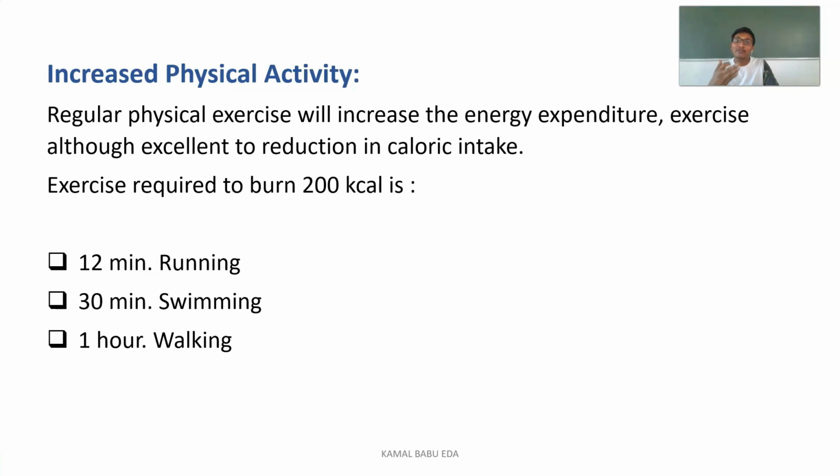Next, you have to increase physical activity. When a person's physical activity is more, the consumption of energy present in the body will automatically be more. So whenever you are taking calories in a lower amount and you go for physical exercise, you can easily burn the calories. If you run for 12 minutes, you can burn about 200 kilocalories. If you swim for 30 minutes, you can burn about 200 kilocalories. And if you walk for 1 hour, you can burn about 200 kilocalories of energy.